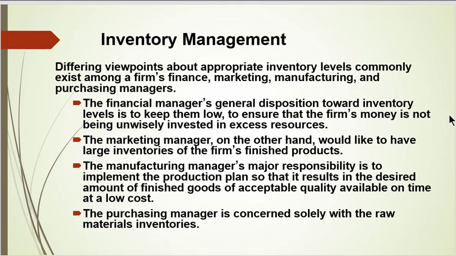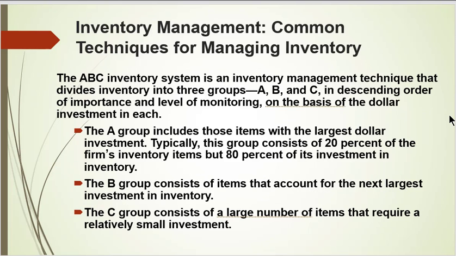Manufacturing managers, really, they obviously have to produce products, manufacture them, so they want to make sure that they have enough, an acceptable amount of quantity and quality in order to provide the products that the company is going to sell. And of course, the purchasing manager is concerned solely with the amounts of raw material inventories. So there's lots of competing views on how much inventory we need. And obviously the company needs to figure that out, right? We have to understand that.